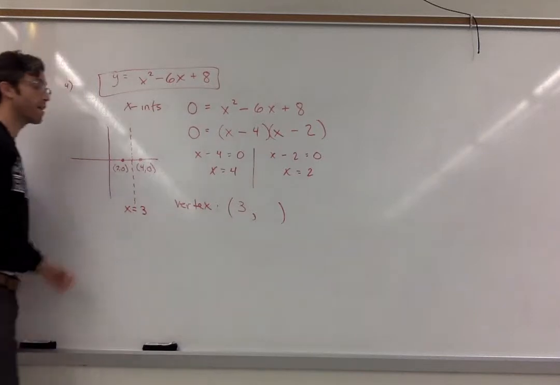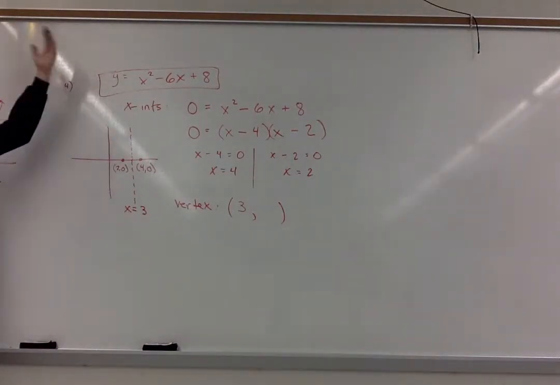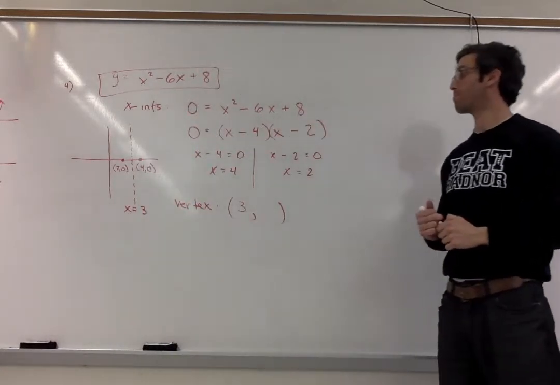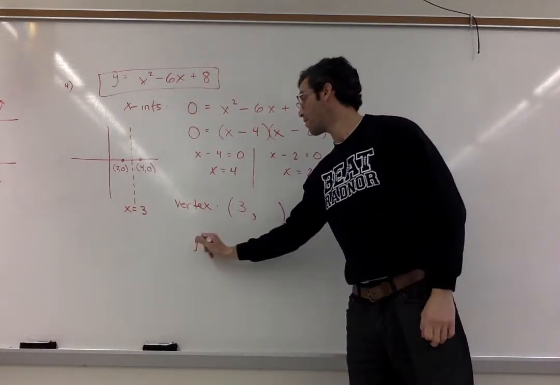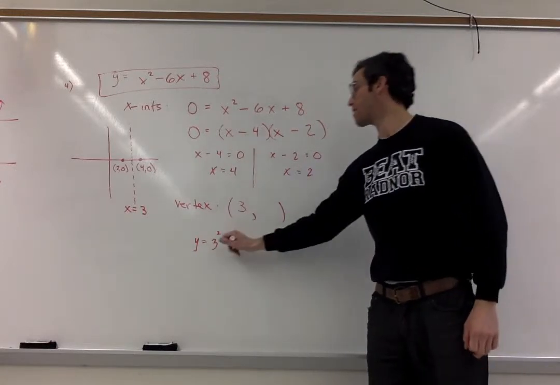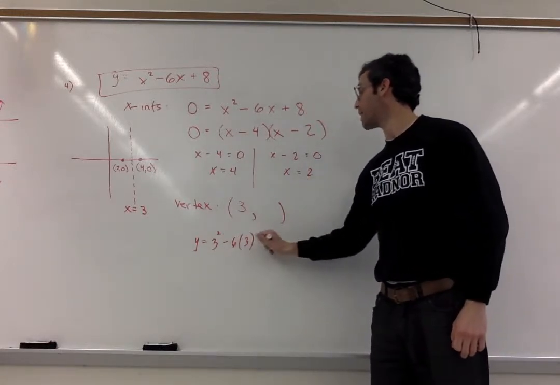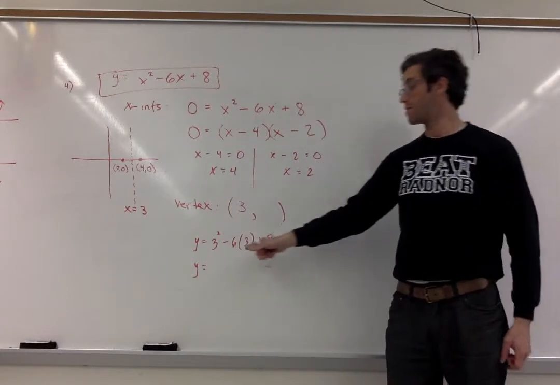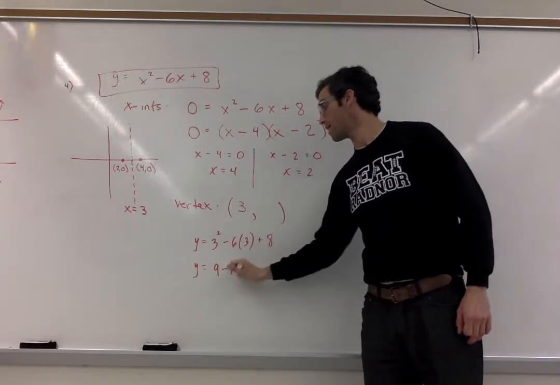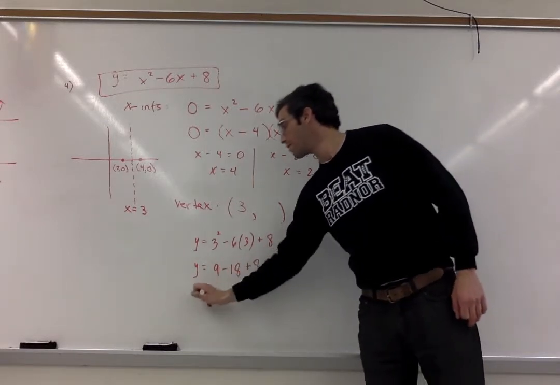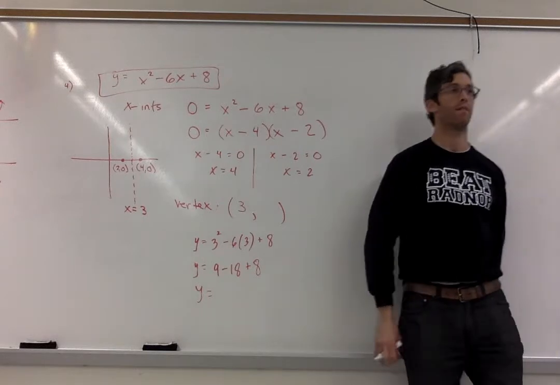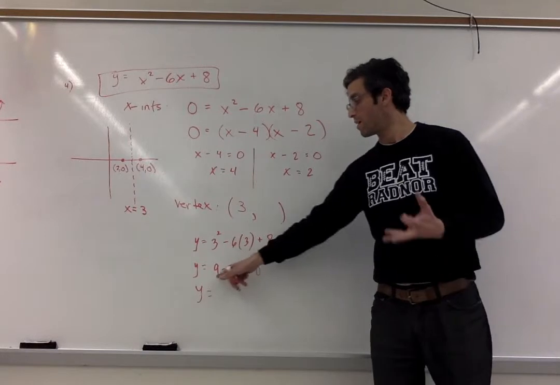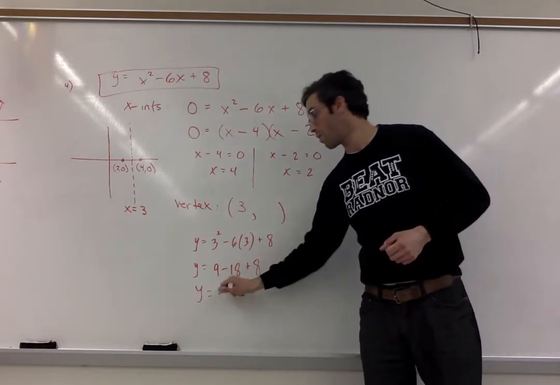Now, if you know x is 3, to find y, you just plug in 3. Plug in whatever number the x value is for the line of symmetry. So a little side note here, we're going to plug in 3. We get 3 squared minus 6 times 3 plus 8. And 3 squared is 9. 6 times 3 is 18. So 9 minus 18 plus 8, and that equals negative 1. Right? 9 minus 18 is negative 9, plus 8 is negative 1.